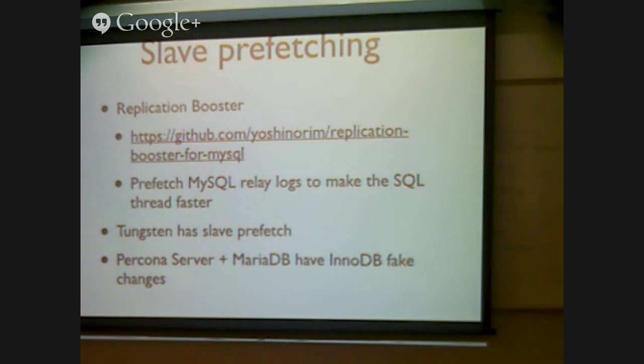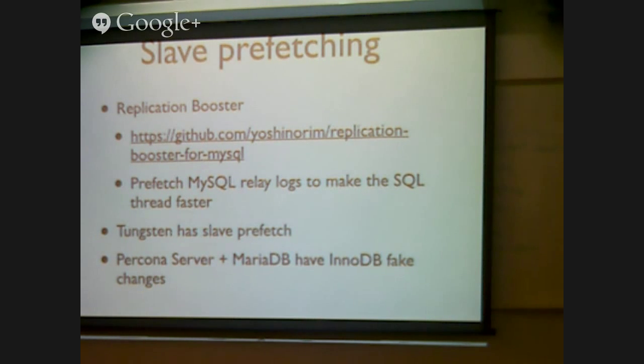There is a feature called slave prefetching. What happens is when your slave dies, and if you bring it back up again, the data is cold, so it takes a while before the slave is actually performing. So one way to do that is via slave prefetching, either via something like Replication Booster or Tungsten, or to use InnoDB fake changes. What that does is it replays statements, and then it'll roll it back at commit.